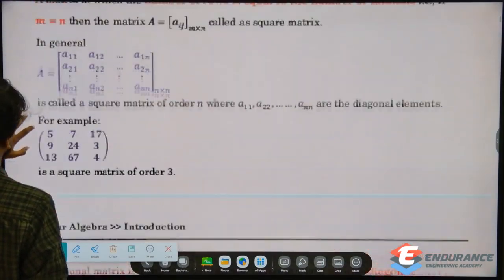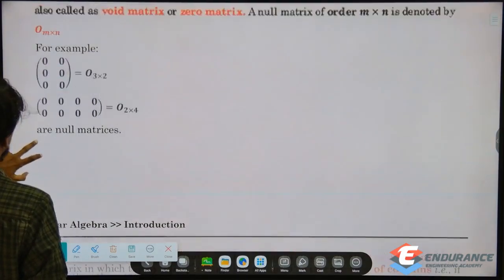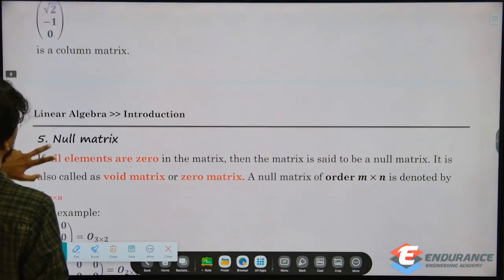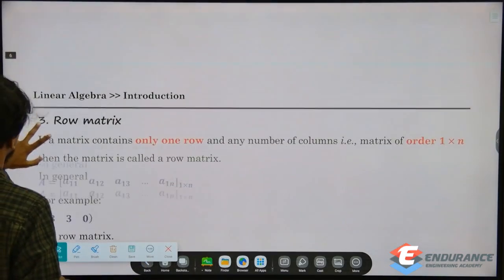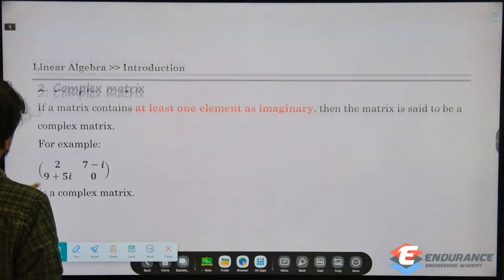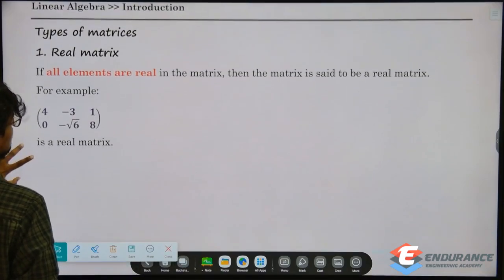Okay, you can copy. Quickly you have to copy. Don't write the definitions in full. Write an example and a short definition. That is enough. Types of matrices.